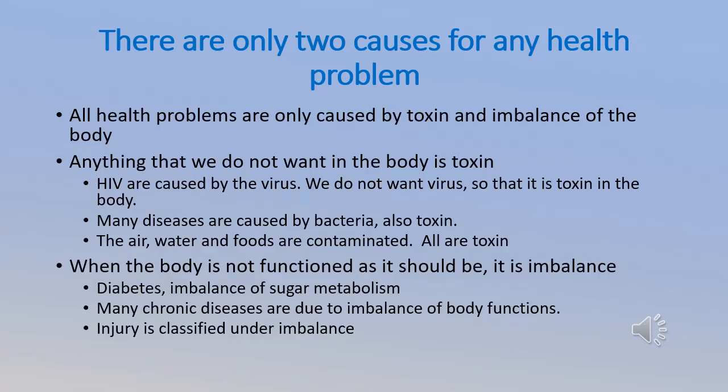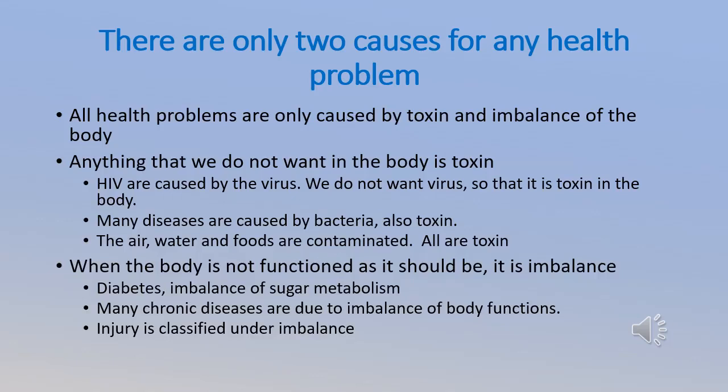Coming to rule 1 of Ganotherapy, there are only 2 causes for any health problem. Before we start this Ganotherapy, we always ask the audience, can you think of any disease that is not caused by toxins or imbalance? Okay, so anything that we do not want in the body is toxin. When the body does not function as it should, it is imbalance.